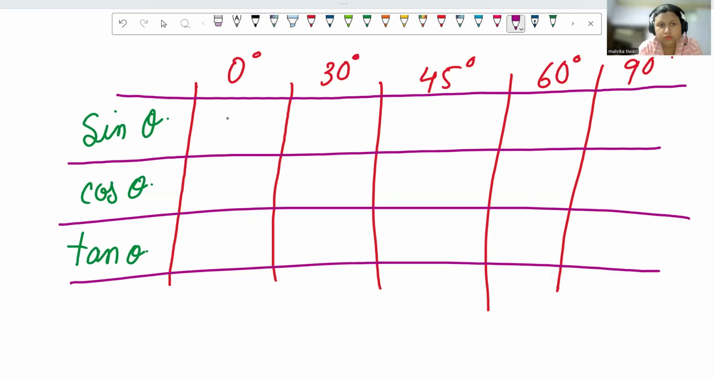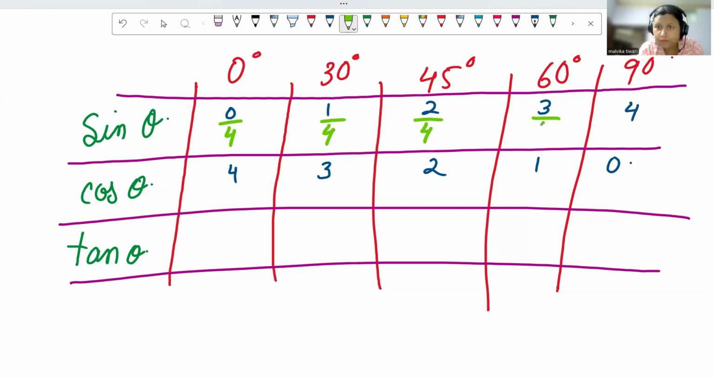you write 0, 1, 2, 3, 4. For cos theta, you write 4, 3, 2, 1, 0. And we will come to tan theta later on. Now, each of these numbers that you have written would be divided by 4. And if you take a root over them, you would get the value of the ratios.